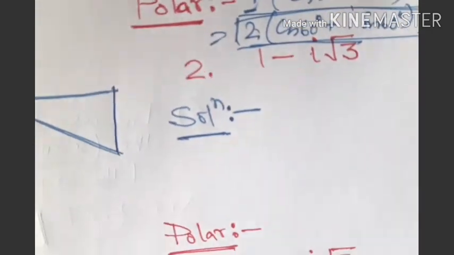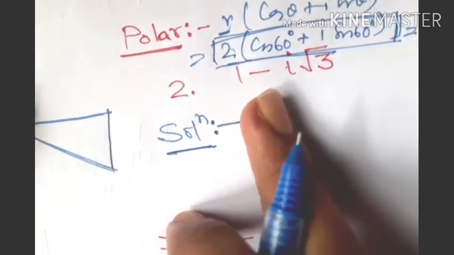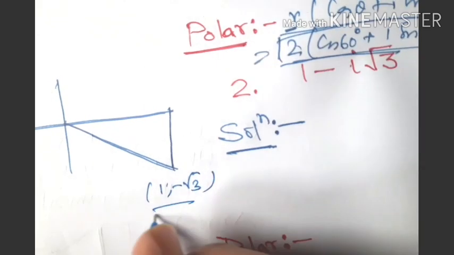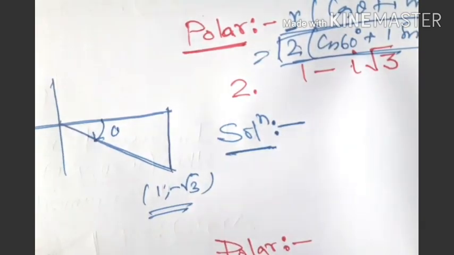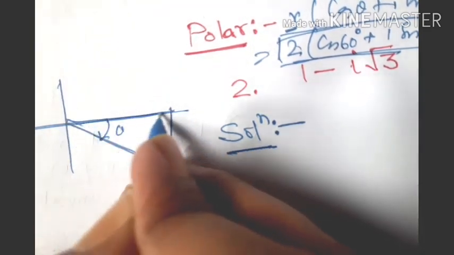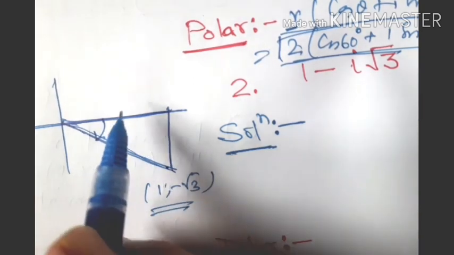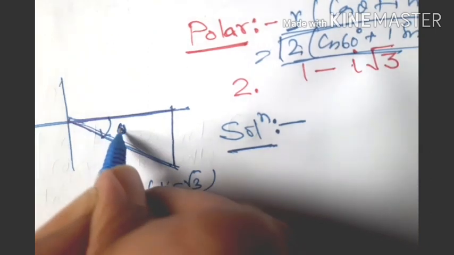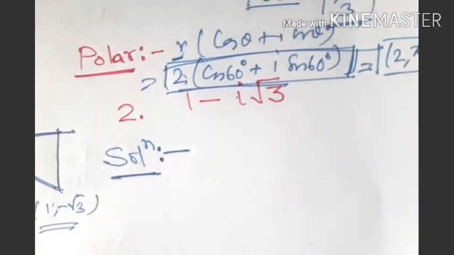Similarly, for the next case, a little bit different. 1 minus i root 3. 1 minus i root 3 means it lies in the fourth quadrant. Fourth quadrant means we have to take the angle like this with the positive direction of x-axis. Again I am telling you, argument is the angle with the positive direction of x-axis. But here you have to take it in clockwise direction. So whatever angle you get, you have to take minus of it.